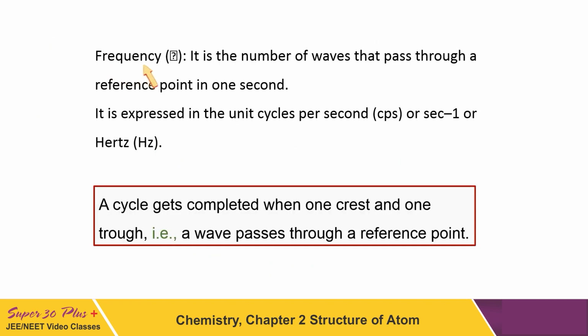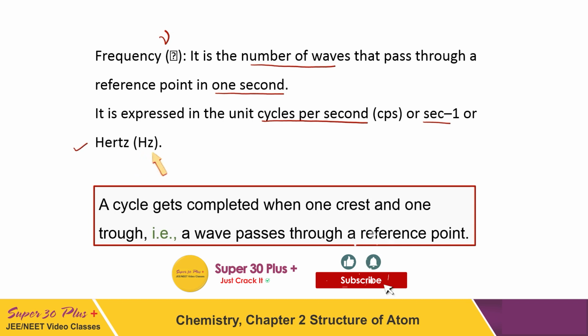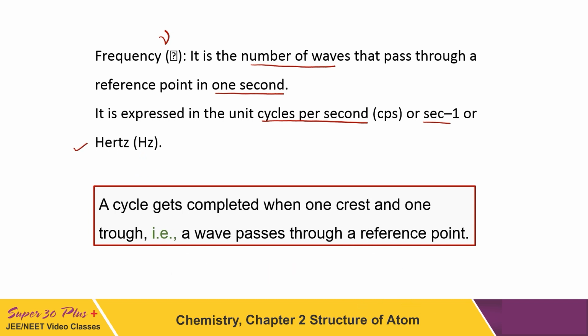Another property is frequency. It is represented by the sign nu. And what is frequency? It is the number of waves that pass through a reference point in 1 second, or in simple words, the number of oscillations or number of cycles completed by a wave in 1 second. This is expressed in the unit cycle per second, or per second, or hertz. The unit of frequency is also hertz, named after the scientist Heinrich Hertz. When one crest and one trough pass through a reference point, one cycle is completed. So how many cycles a wave completes in 1 second is called frequency.